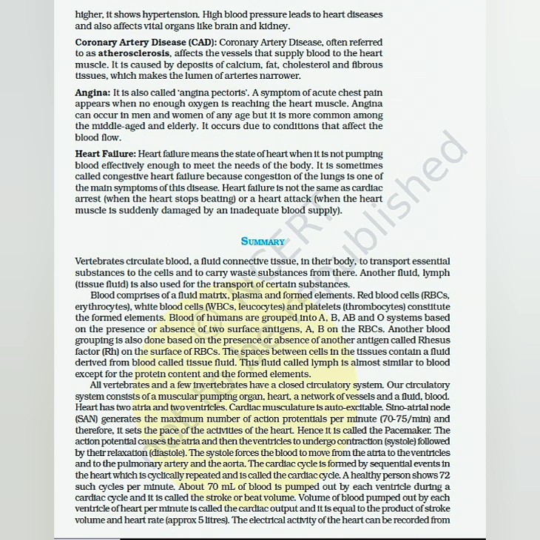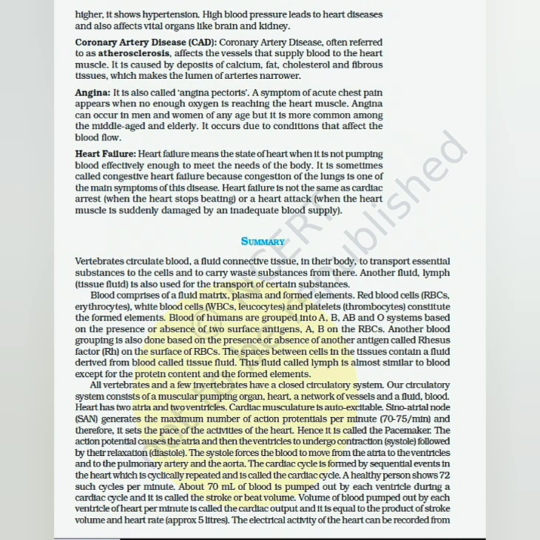Our circulatory system consists of a muscular pumping organ, the heart, a network of vessels, and a fluid, blood. The heart has two atria and two ventricles. Cardiac musculature is auto-excitable. The sinoatrial node generates the maximum number of action potentials per minute, 70 to 75 per minute, and therefore it sets the pace of the activities of the heart. Hence, it is called the pacemaker.